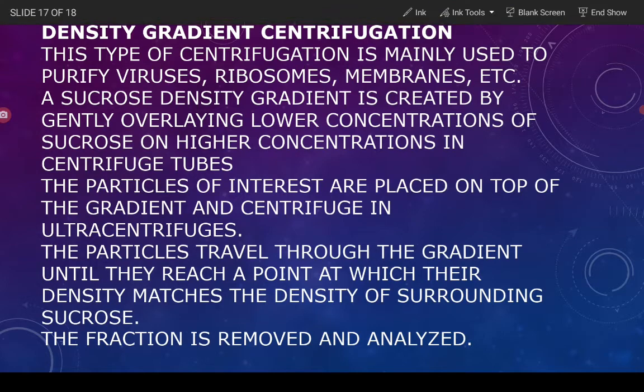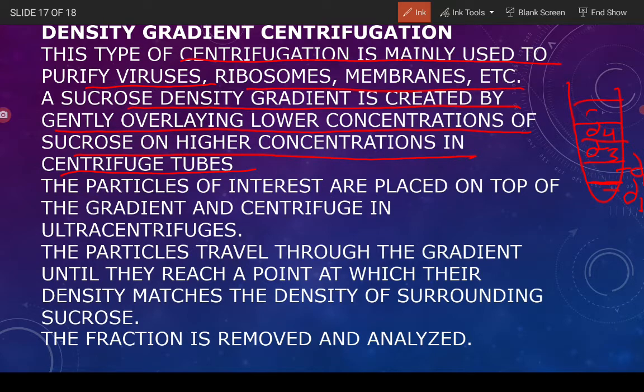Now, density gradient centrifugation. This type of centrifugation is mainly used to purify viruses, ribosomes, membranes, etc. A sucrose density gradient is created by gently overlaying lower concentration sucrose and higher concentration sucrose in centrifugation tubes. So what we do, there is low density, there is high density sucrose, and there is D1 density of sucrose, D2, D3, D4, D5. So D5 has the lowest density, D1 has the highest density of sucrose. So these are different densities of sucrose.